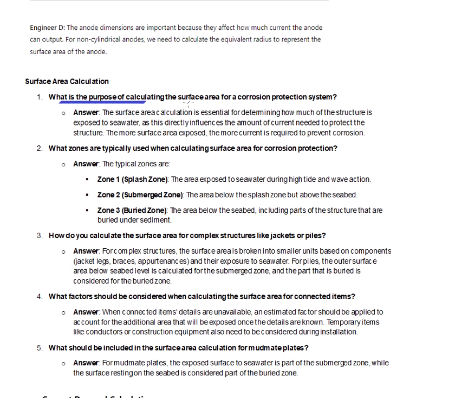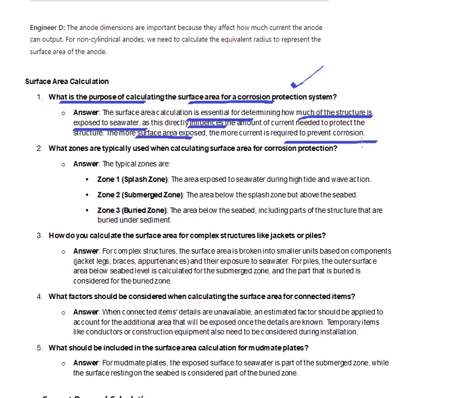What is the purpose of calculating surface area for corrosion protection system? So, what is the purpose of calculating the corrosion surface area for cathodic corrosion protection system? The surface area calculation is essential for determining how much of the structure is exposed to seawater. Surface area tells us how much of the structure is exposed to seawater, and this directly influences the amount of current needed to protect the structure.